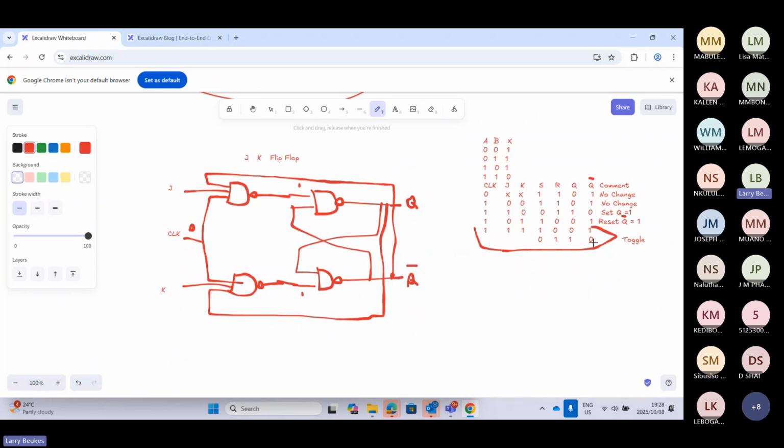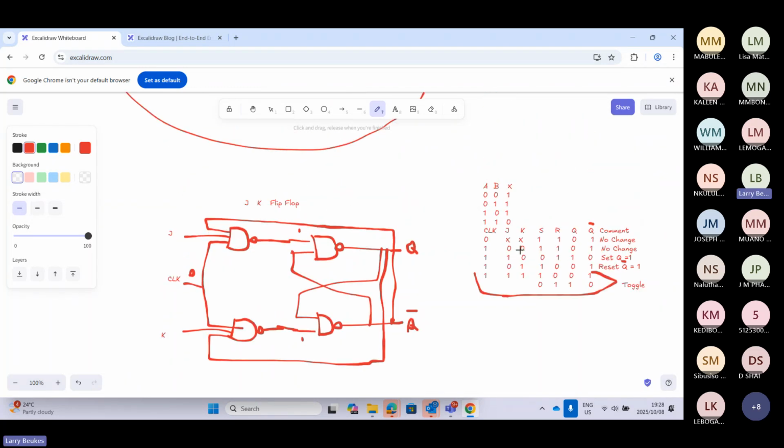You guys with me? So we call this toggle. You will explain by saying that if the clock is low, there's no change. Definitely, there's no change in the output. The circuit will be in its previous state or previous memory, right? Then if, for example, J and K are low, there's still no change. The circuit will be in its previous state.